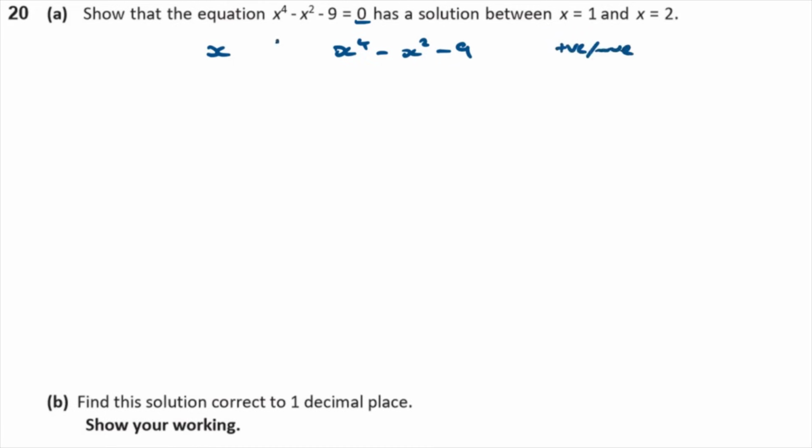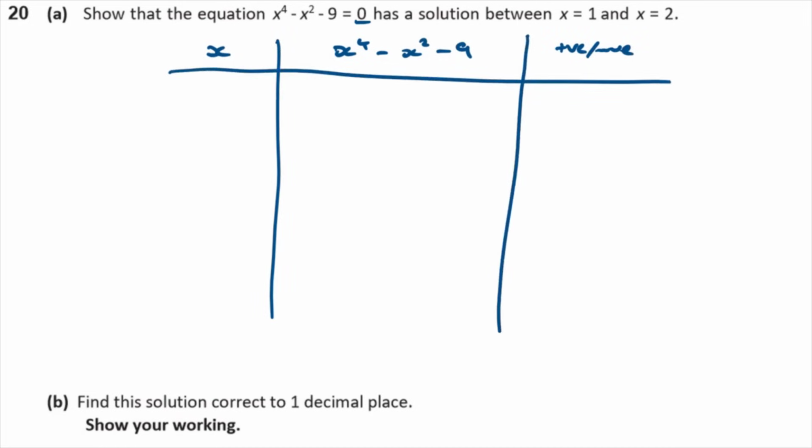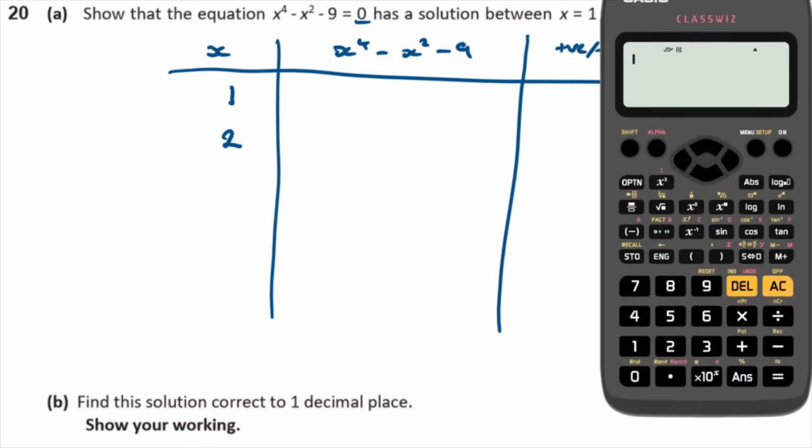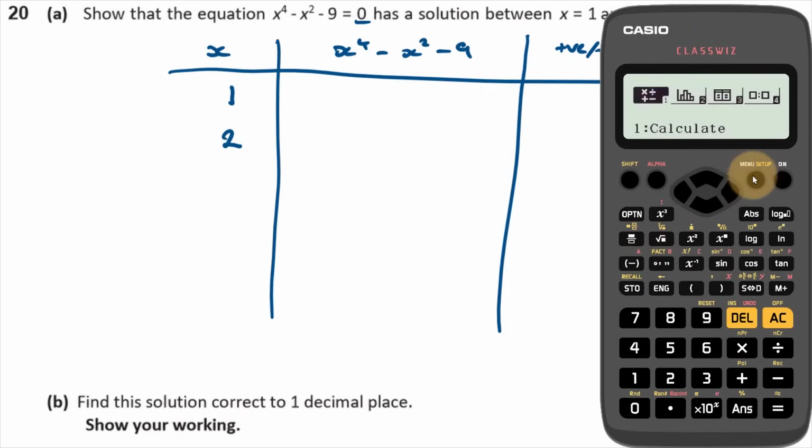Okay? So I'm going to make a bit of a table, and I'm going to put subsequent values in. Now for part A, I need to test what 1 is, and I need to test what 2 is. But for part B, I'm going to test some more values. So I've made this table bigger than just those two values. And actually, I'm just going to do this all on the calculator anyway. So I'm going to go into menu mode, and I'm going to select table mode. Okay, this makes this super easy. So let's go into table mode.